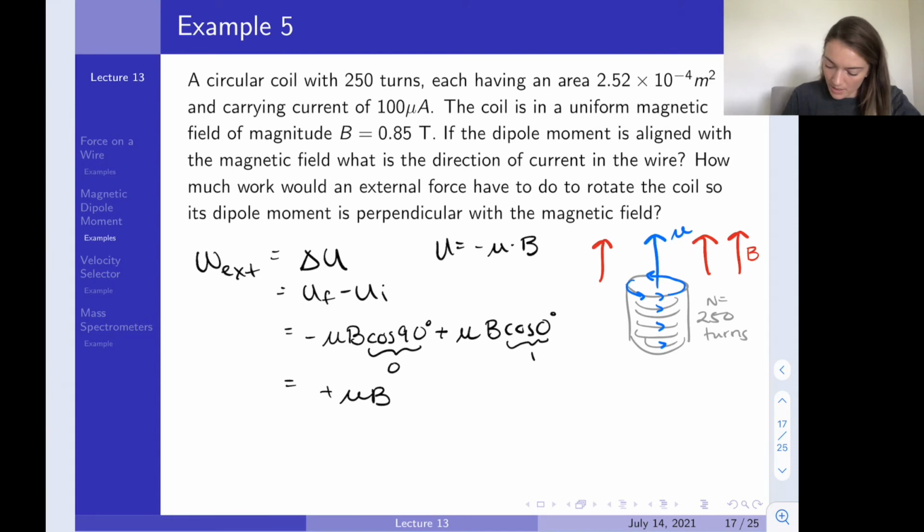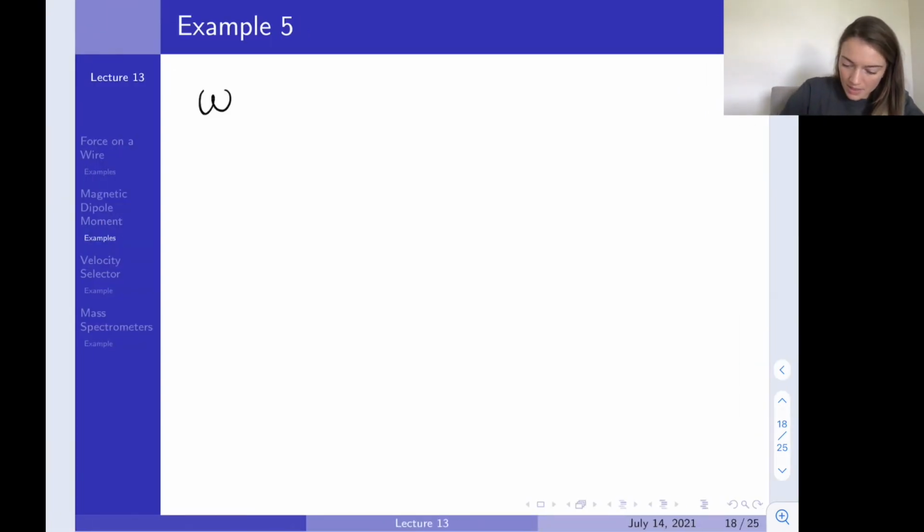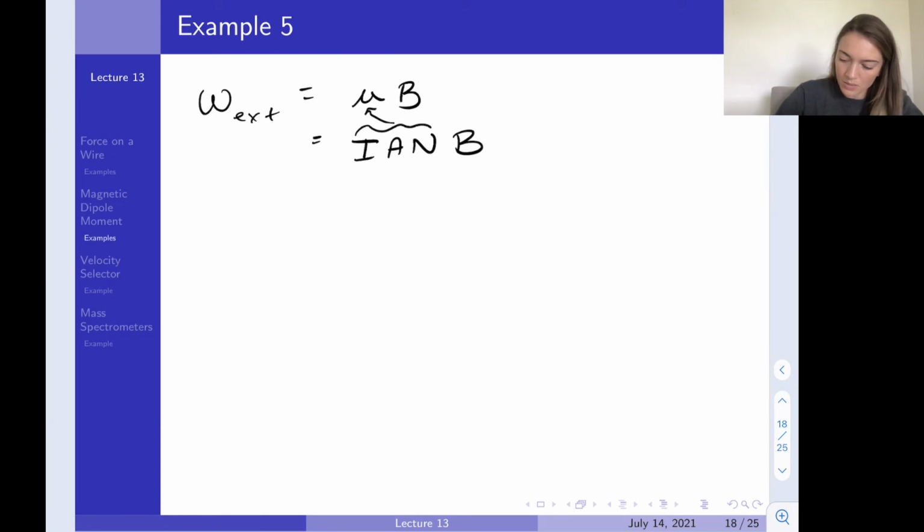So now what is mu? Well, mu is just the current in each loop of wire times the area of each loop times the total number of loops that we have. So let's rewrite that here. Our external work is I times A times N, which is equal to mu, and then we just multiply that by B.